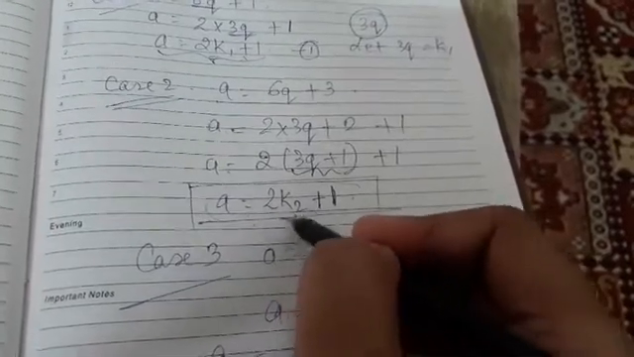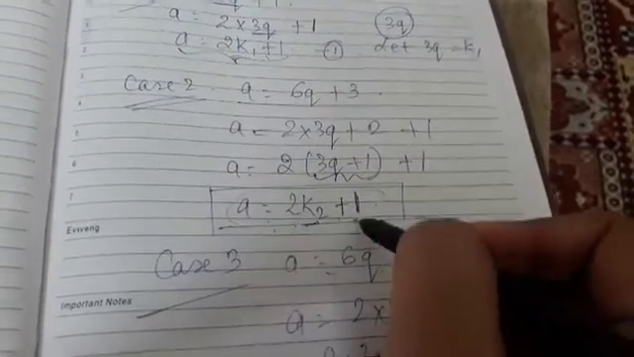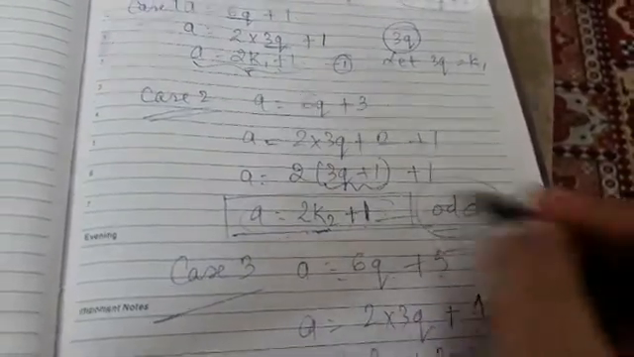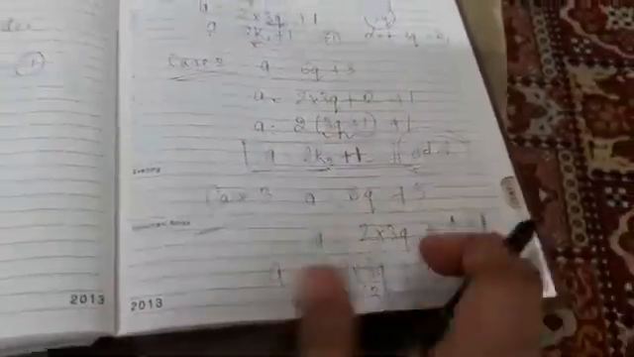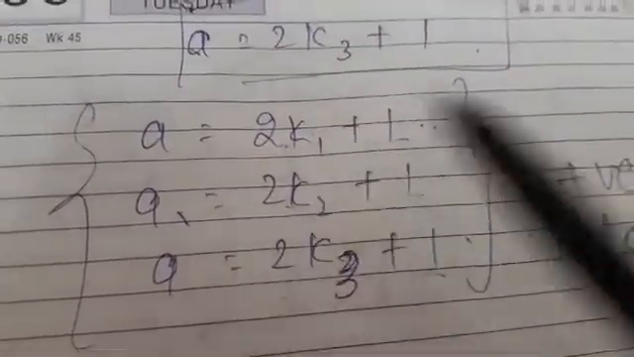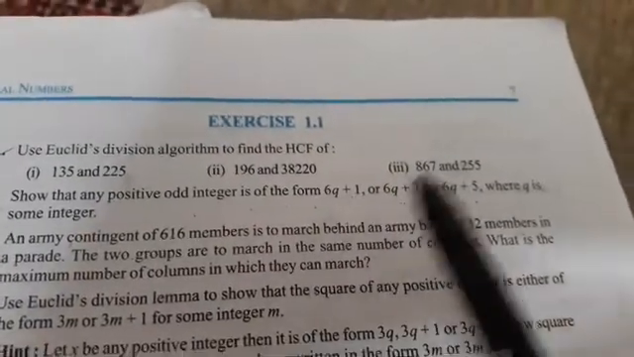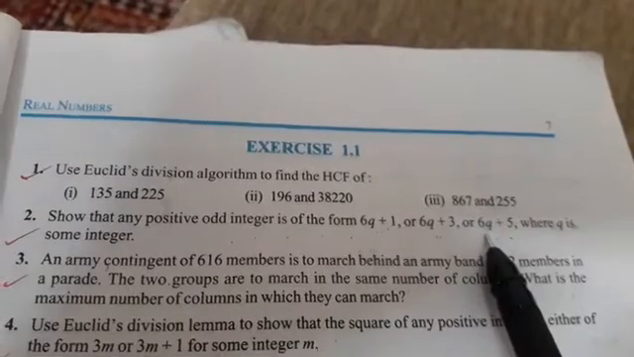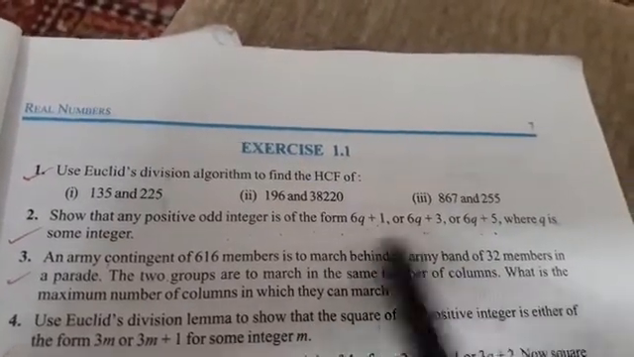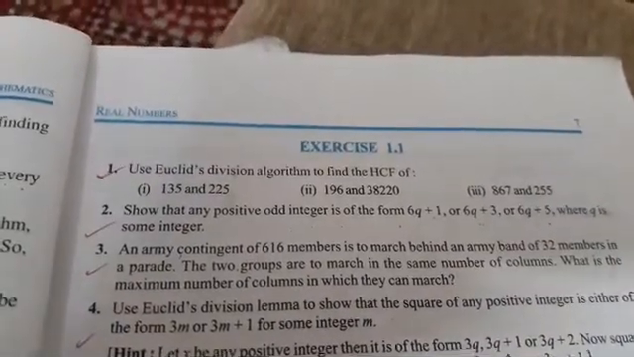If any integer is a multiple of 2, or if I multiply it by 2 and add 1 to it, it will become an odd number, in simple words. So here also the same: these three cases, 2k1 + 1, 2k2 + 1 and 2k3 + 1, prove that these are positive odd numbers. This is what we had to prove, that 6q + 1, 6q + 3 and 6q + 5 are the forms of any positive odd integer. I hope, children, it is clear to you.